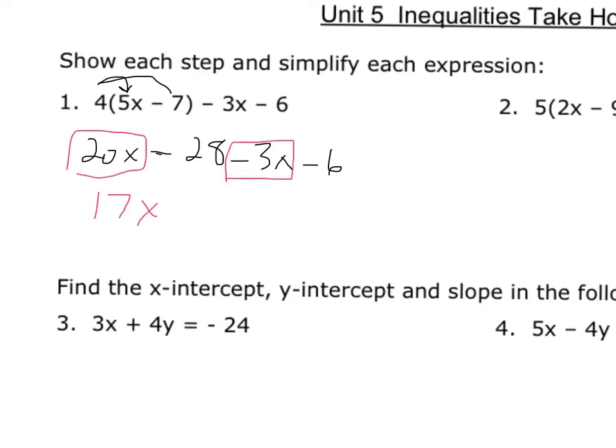And the negative 28 plus another negative 6 gives me negative 34. So we're combining these. So minus 34. And this term here has an x, and this one does not. So we cannot combine them together, so that is the simplified expression. Okay, number 2.